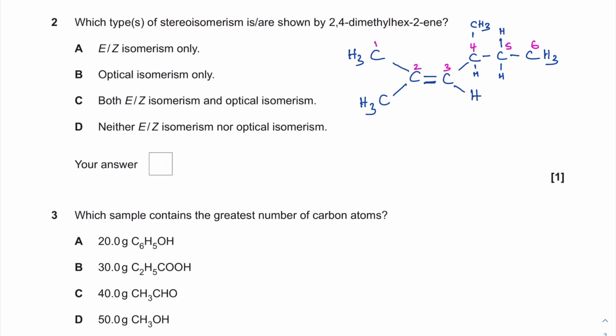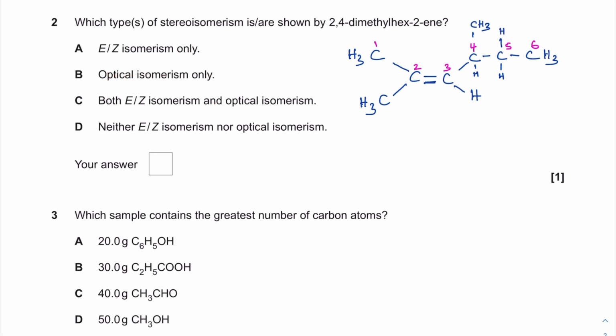With stereoisomerism, you have the enantiomer, and enantiomer is optical isomerism, or you have geometrical isomerism. Geometrical isomerism is E-Z isomerism or cis-trans isomerism. So there are two types of stereoisomerism: enantiomer and geometrical isomerism. The enantiomer itself is what we call optical isomerism, and the geometrical isomerism is also split into two, which are cis and trans, and E-Z.